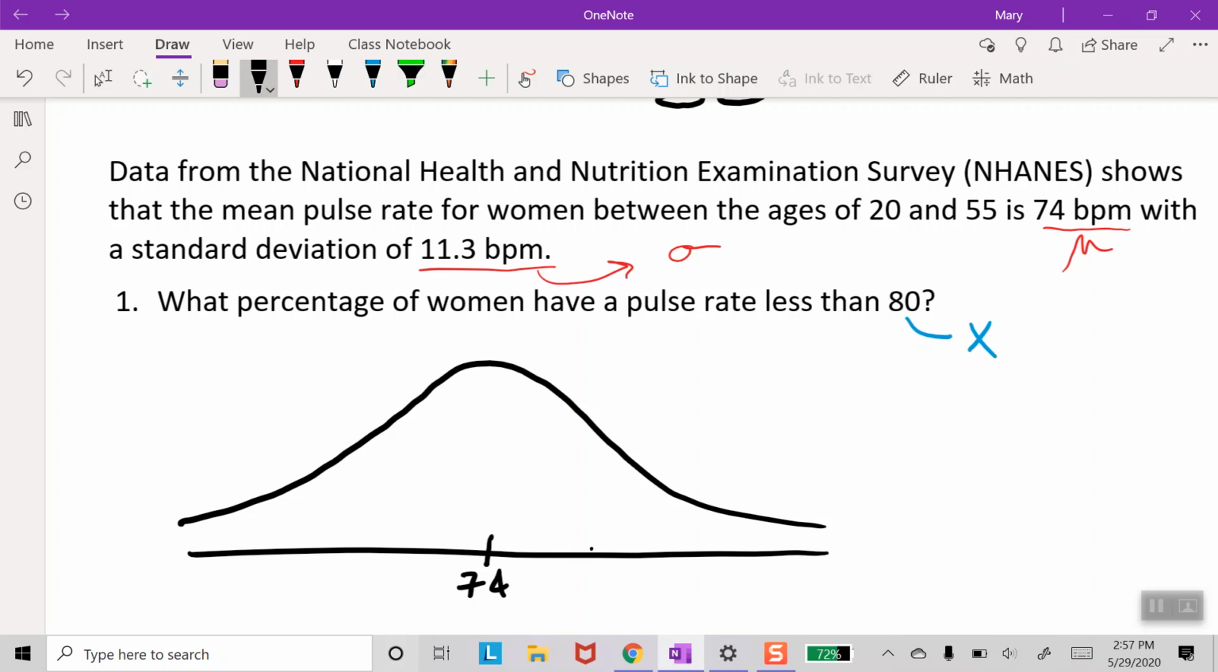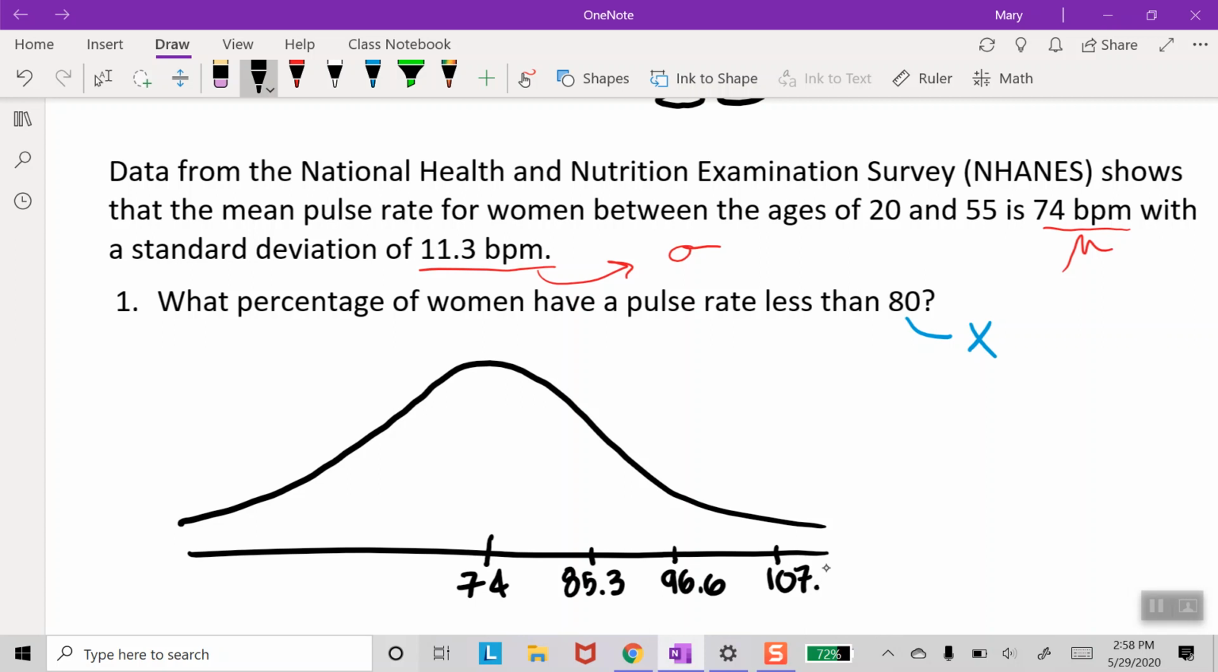I'm going to draw my tick marks, 3 of them spaced out to the edge, equally spaced out. And I'm going to add a standard deviation each time I go out. So add 11.3. Again, and one more time.